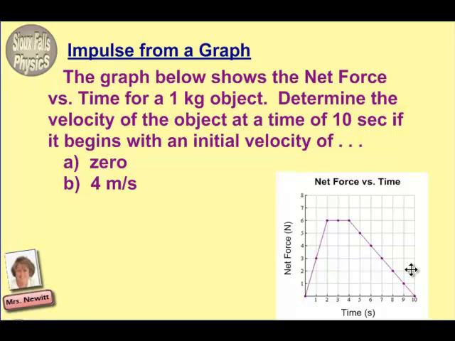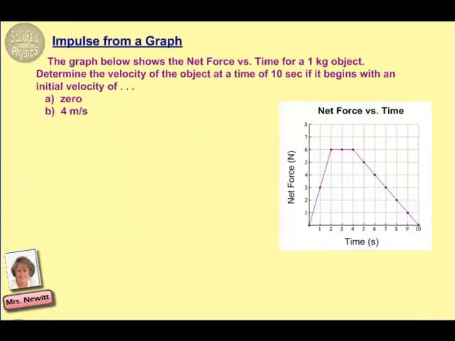Well, hello everyone. Welcome back to the Sioux Falls Physics Teachers, looking today at impulse or change in momentum from a graph. And again, this is one of the more important applications of impulse. It says the graph below shows net force versus time for a 1 kilogram object. Determine the velocity of the object at a time of 10 seconds if we have initial velocity of 0 or if we have an initial velocity of 4 meters per second.